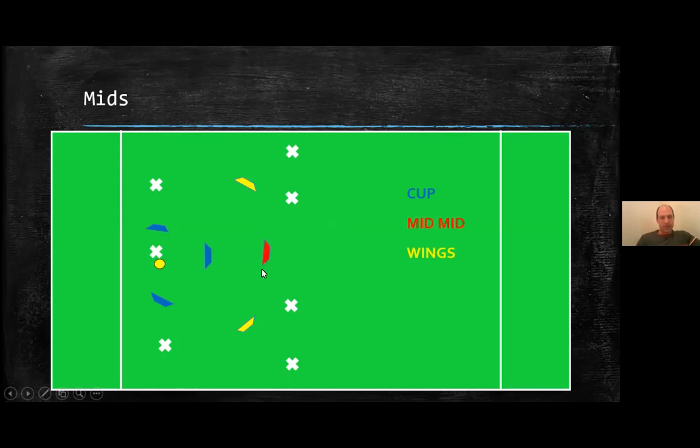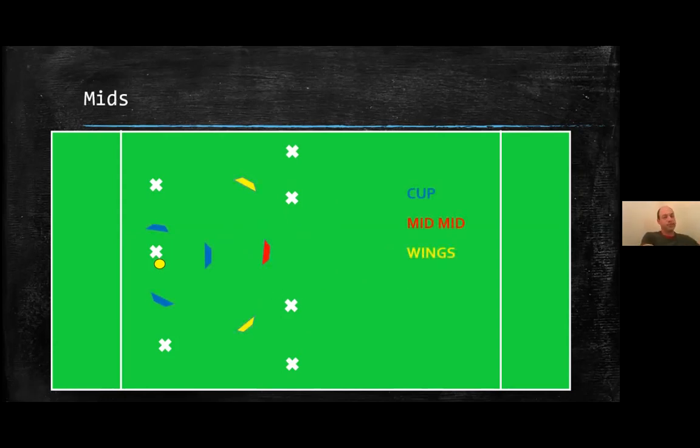So here we have our mid-mid who's going to cover the middle of the field. Similarly, we've got our wings covering the sides. Mid-mid's going to cover a big space in the middle here.